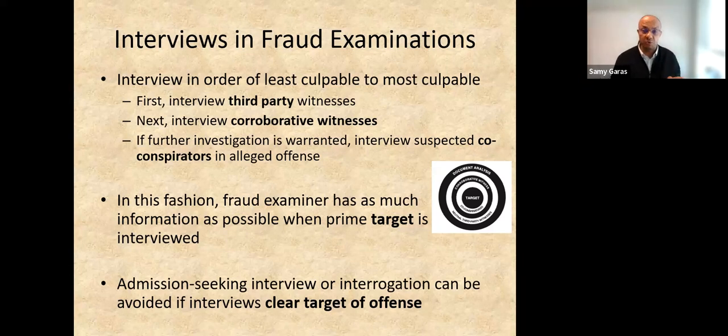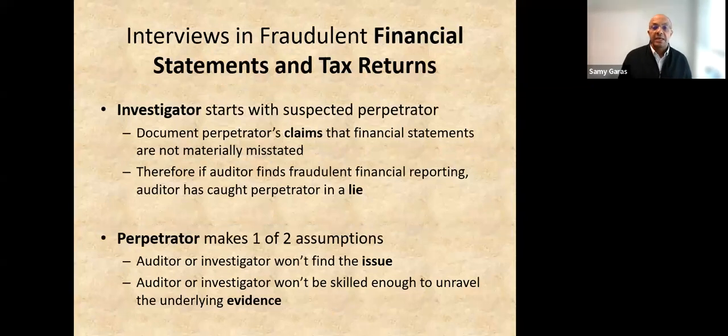If the interview ends up with clearing the target from any suspicion, then we don't have to go to interrogation. In the financial statement crime, as I said, we don't follow this process, but we go straight to the target, like the management. If they make any manipulation in the numbers of the financial statements, we go straight to the management. What does it mean?